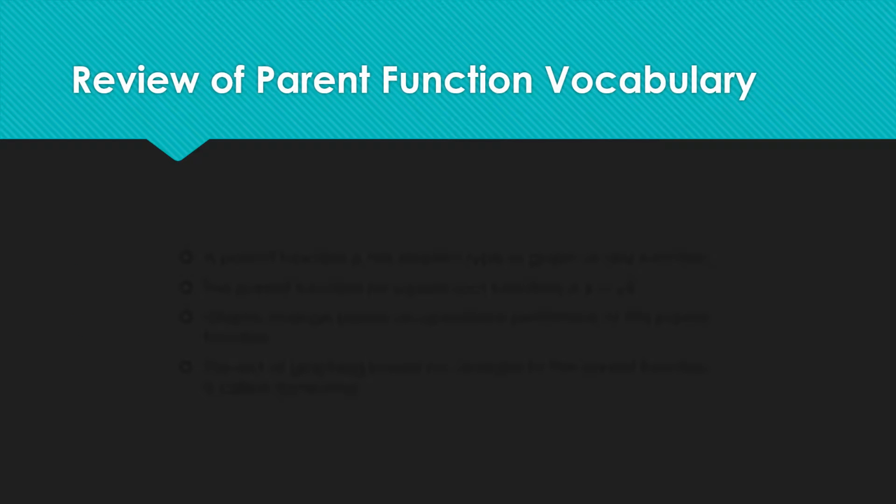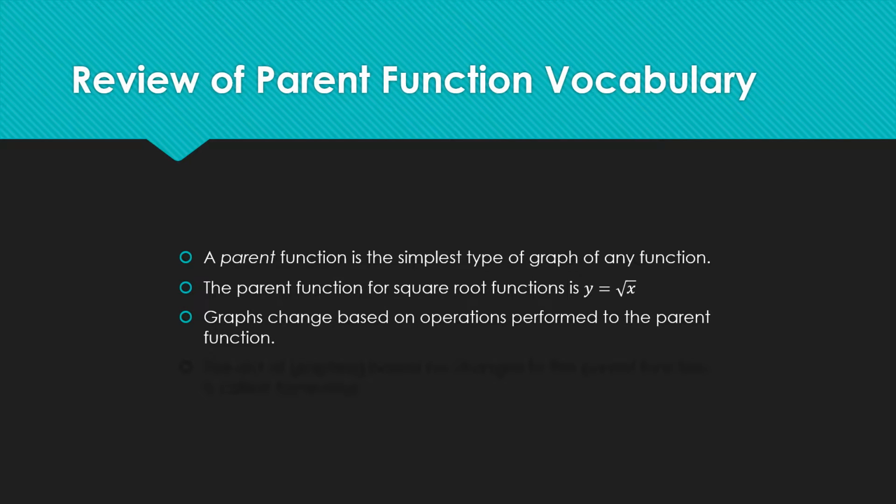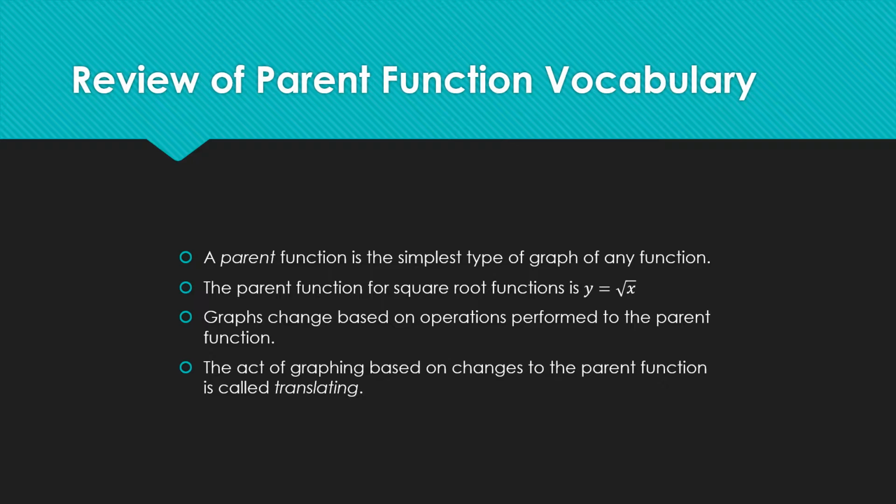Let's review our parent function vocabulary. A parent function is the simplest type of any graph. The parent function for square root functions is y equals radical x. Graphs change based on operations that are performed to the parent function. The act of changing any graph from a parent function is called translating the graph.